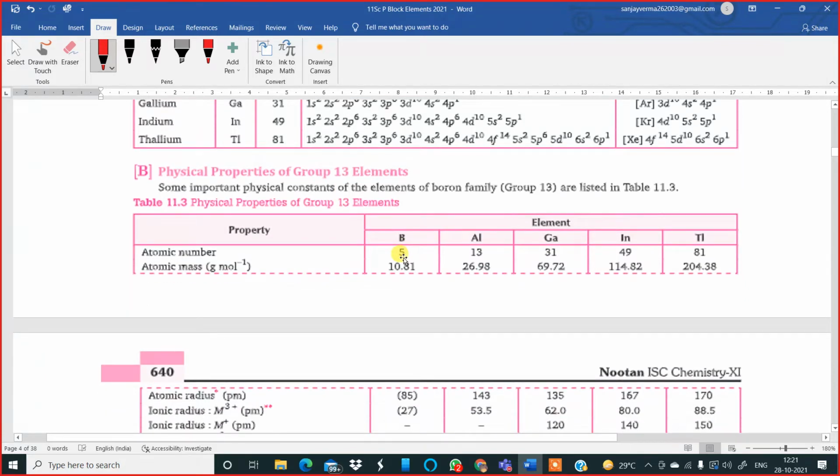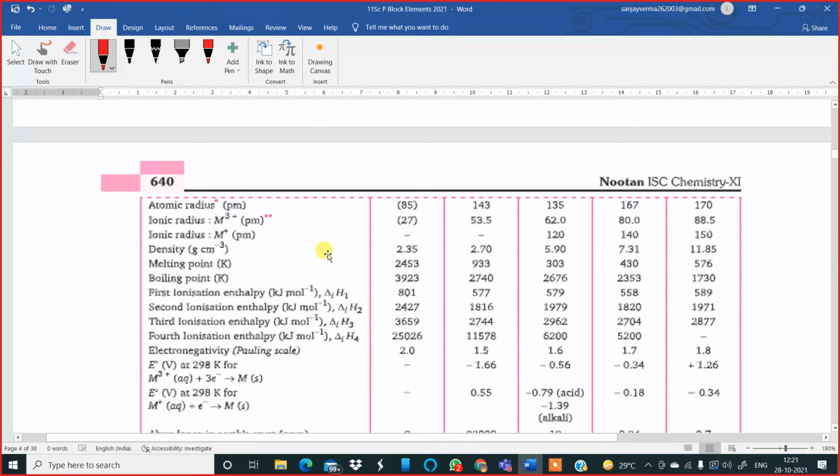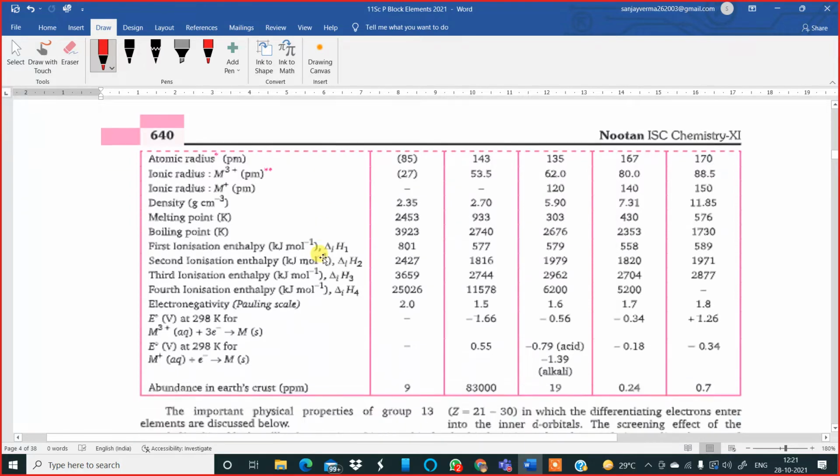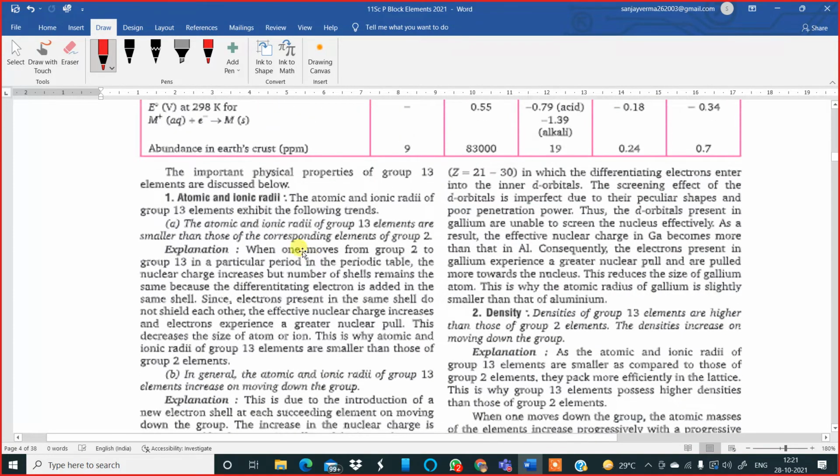Table 11.3 is for comparative purposes with respect to atomic number, mass number, radius, ionic radius, density, melting point, and boiling point, whose explanation, why the variation is so, we will learn here under physical properties. The atomic and ionic radii of group 13 elements are smaller than those of the corresponding elements of group 12. Smaller, why? Because of the increasing nuclear charge.